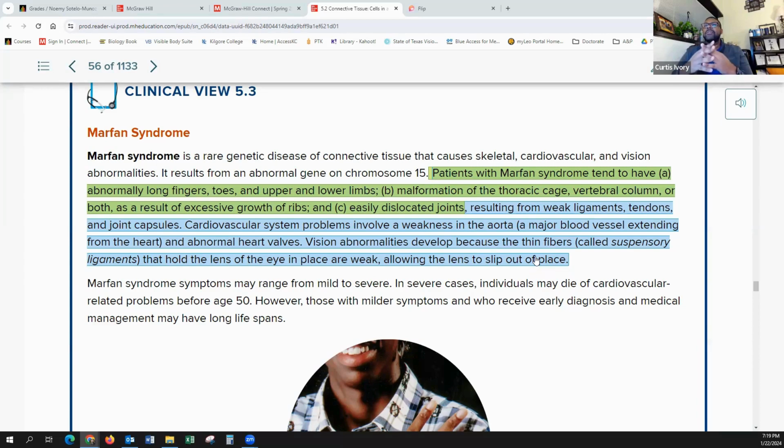It's going to cause some vision abnormalities, just because of the thin ligaments that are there that keep the eye in place. So your eyes might tend to droop or have a lazy eye kind of thing, or allow the lens in your eye that actually moves to focus light to become weak, so your eyesight would deteriorate.